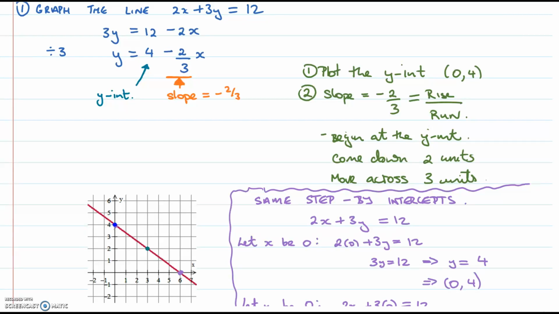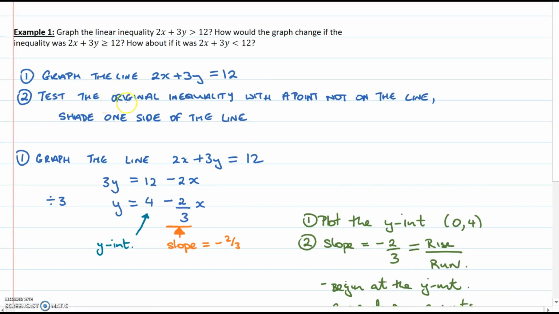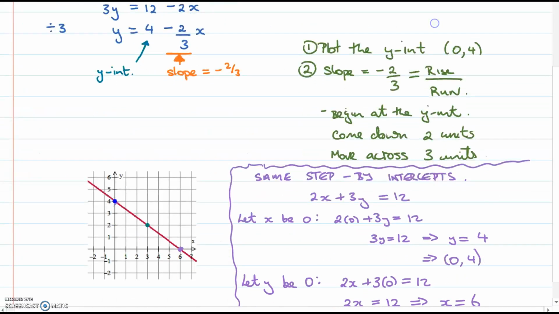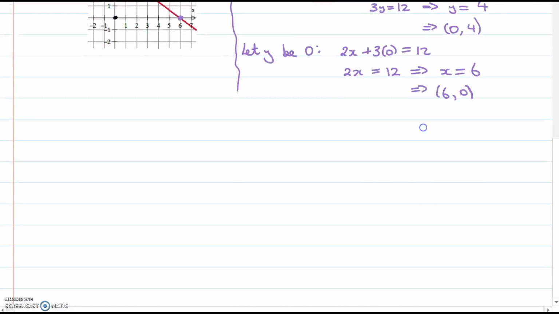And the second step, if you look back here, is to test the original inequality with a point that was not on the line. Now the point that we nearly always use is (0, 0). And the point (0, 0) certainly isn't on that line. (0, 0) is down here. Okay, it's definitely not on that line. So the original inequality, if we go back to the question, was 2x plus 3y is greater than 12. So this is step 2. Test the original inequality.